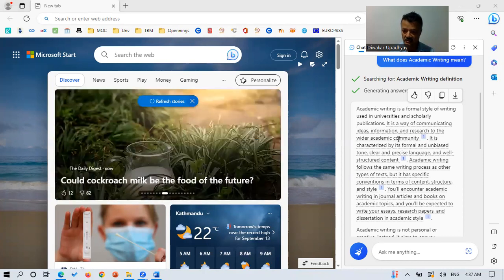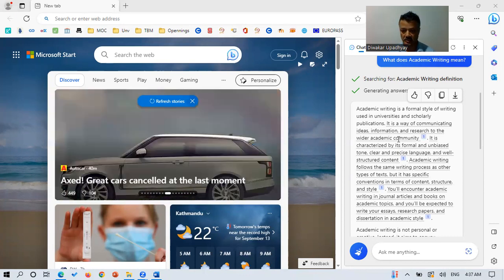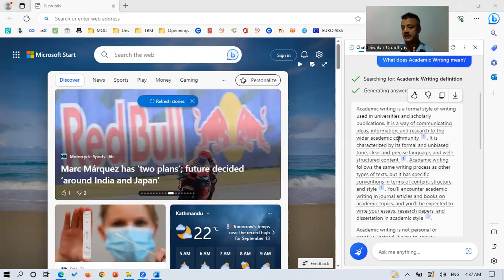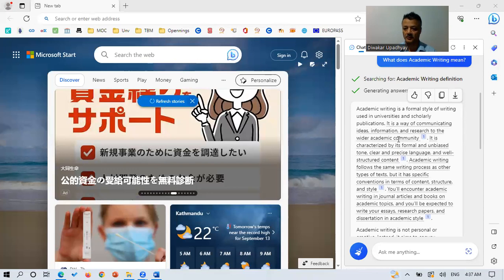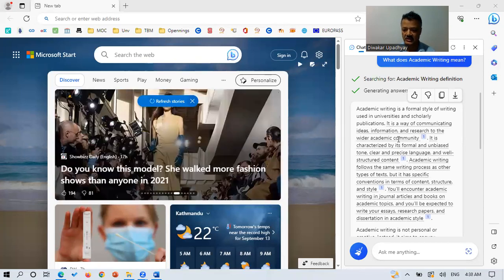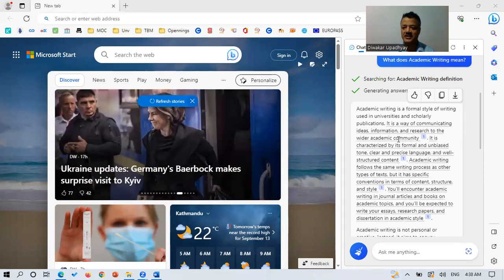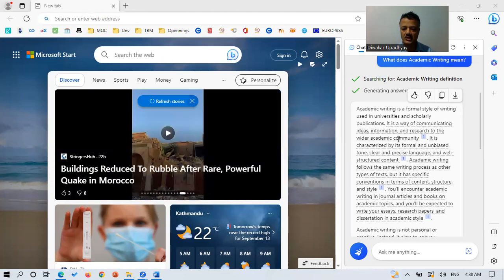It is clear, it is precise, and it has well-structured content. There are rigid rules about writing. Academic writing has rules to follow. Academic writing follows the same writing process as other types of text, but it has specific conventions in terms of content, structure, and style.